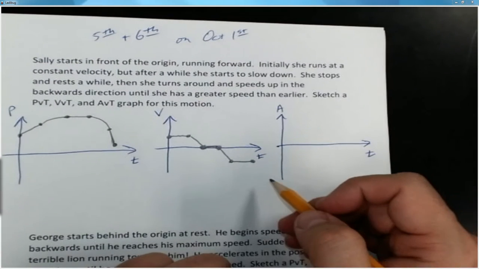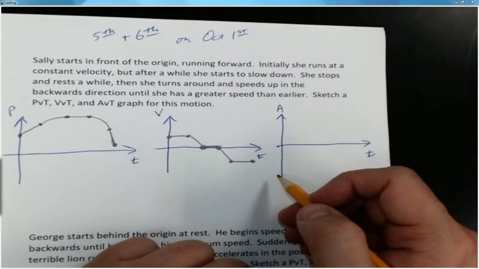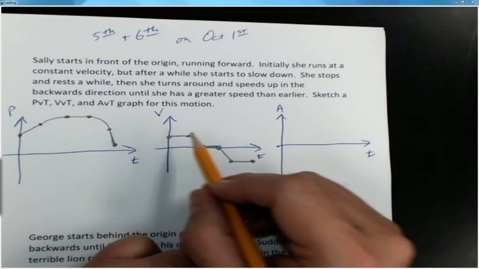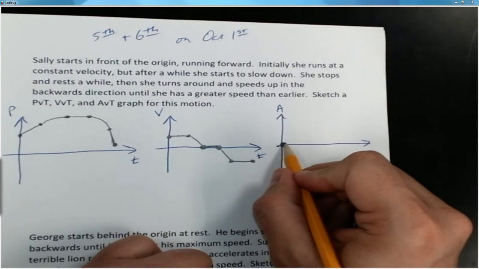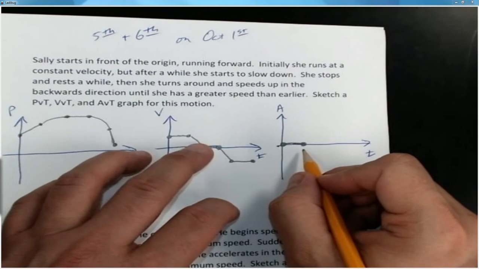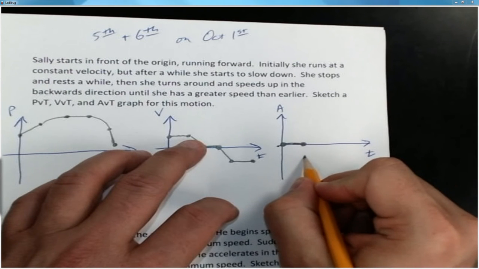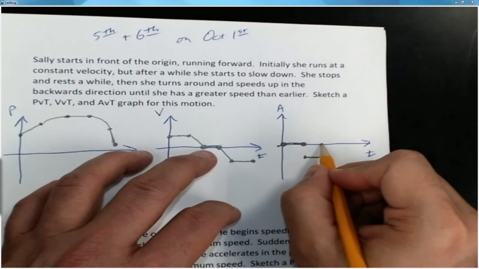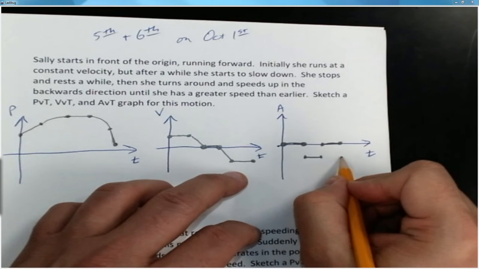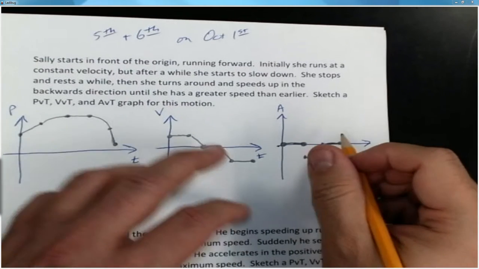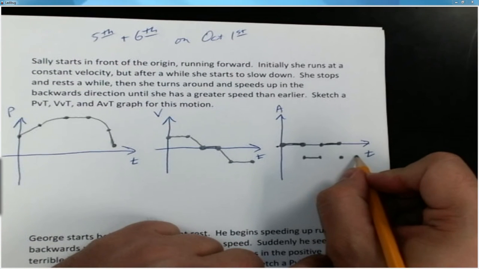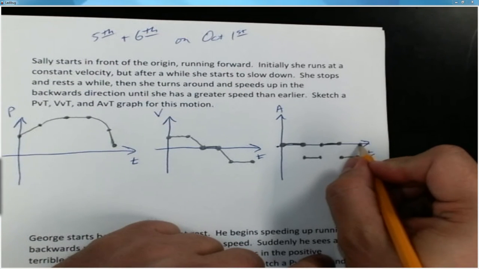Now, her acceleration versus time graph. Oh, that's interesting. Her acceleration versus time graph is going to be 0 because we have no slope here. And it's going to be negative because we have a negative slope here. Then it's going to be 0 because we have 0 slope here. Negative. But it says, negative, and then 0.